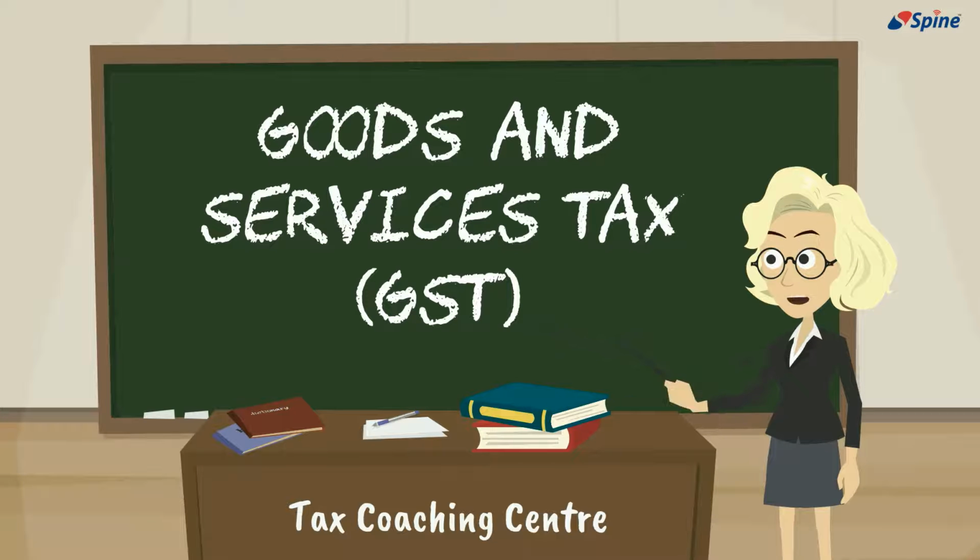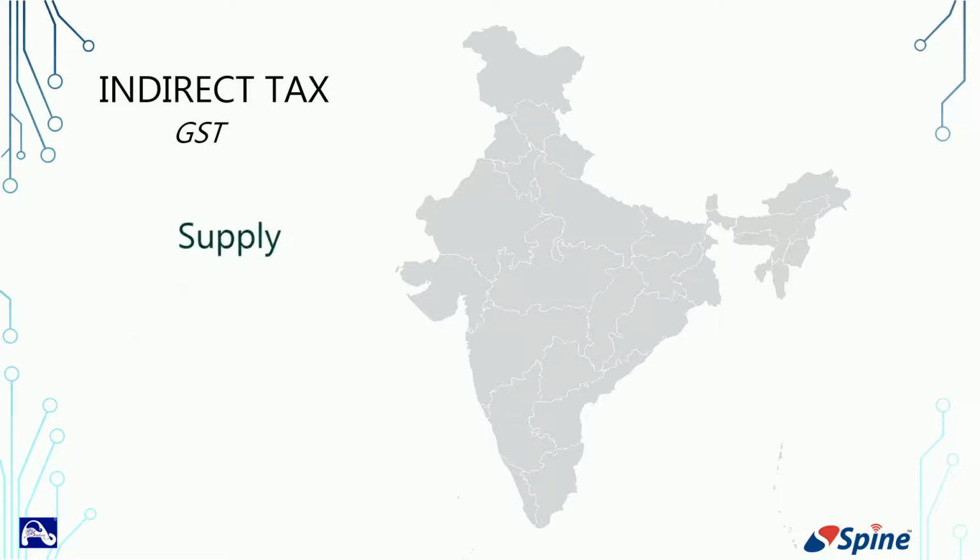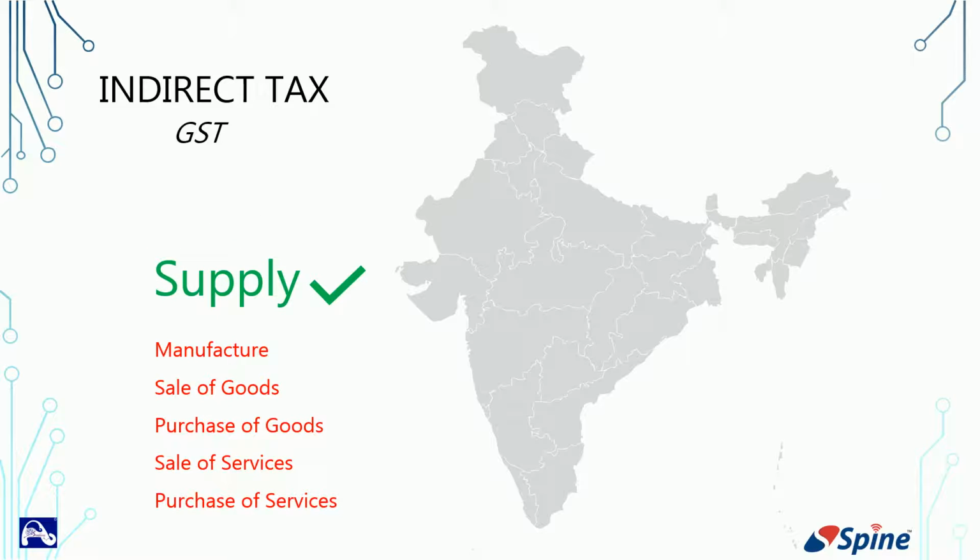So, this would greatly simplify the taxation mechanism. So, what is GST? Well, GST is a tax on the supply. Note that it's supply, and not sale or purchase. The tax collected in GST is not paid to any department. Rather, it is paid on the GST portal, which is the GST website, www.gst.gov.in.